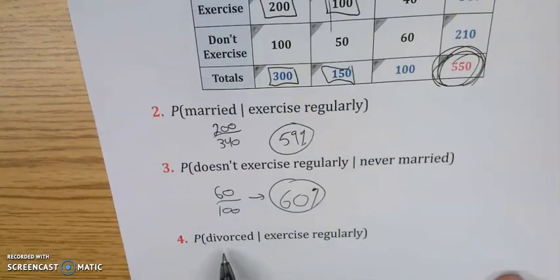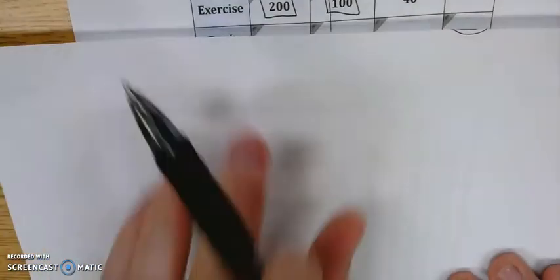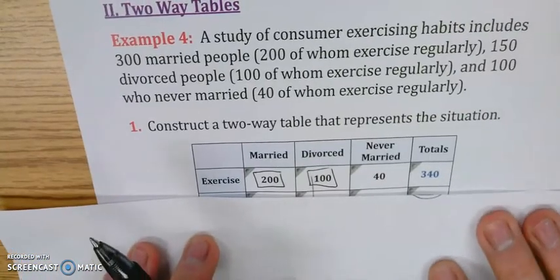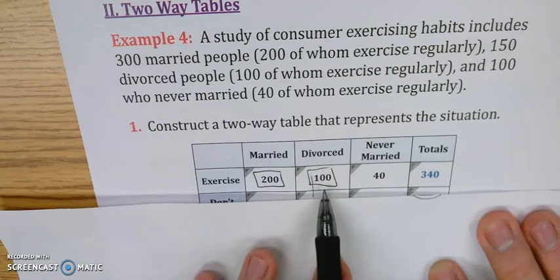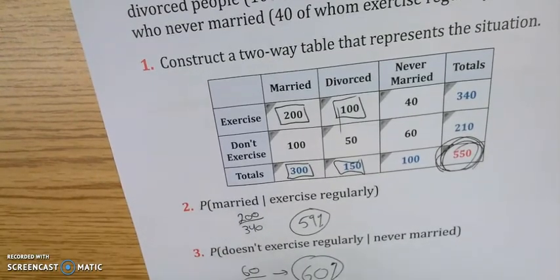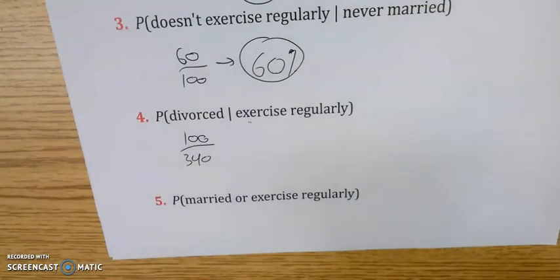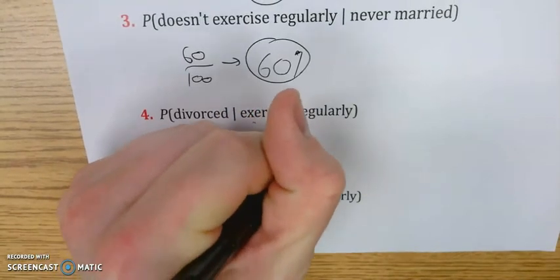The probability that they were divorced, given that they exercise regularly. So again, the regularly exercising, that's where I narrow my focus. So I'm only looking at the regular exercisers, these 340 people. Of those, we have 100 who are divorced. So we'd have 100 out of the 340. We go to our calculator. We would get 29.4%.